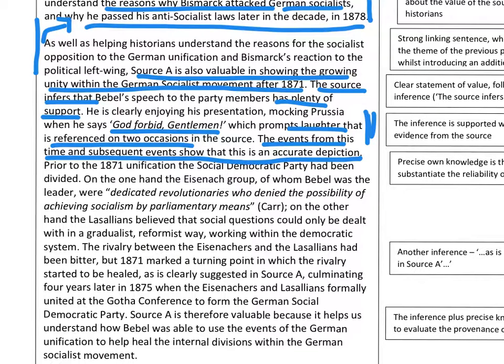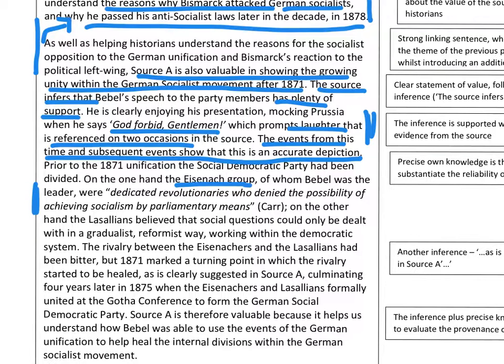So once again, you're helping yourself by making it very clear in your language what you're doing here. You're saying to the examiner, look, the question has told me to use my own knowledge, and I'm doing it. Let's see how precise the own knowledge is. Prior to the 1871 unification, the Social Democratic Party had been divided. On the one hand, the Eisenach group, of whom Bebel was the leader, were dedicated revolutionaries who denied the possibility of achieving socialism by parliamentary means.